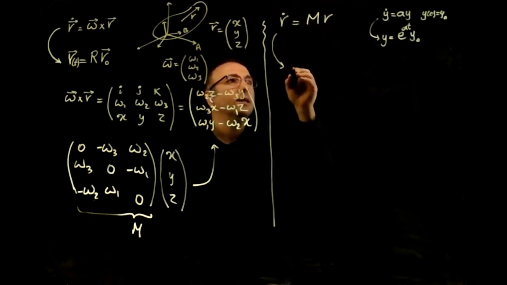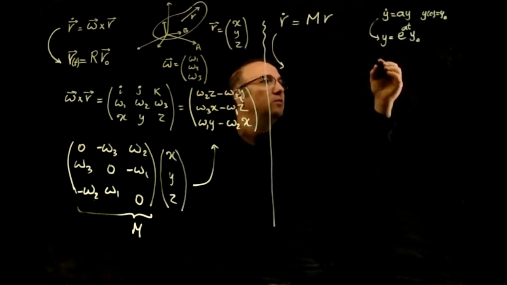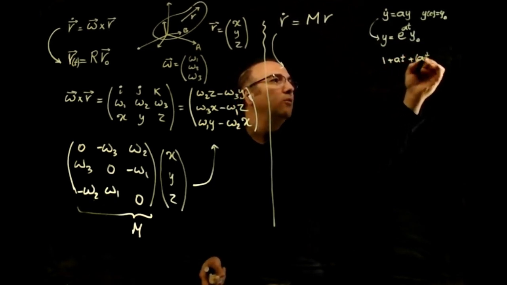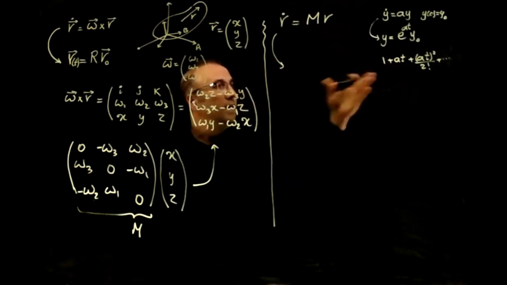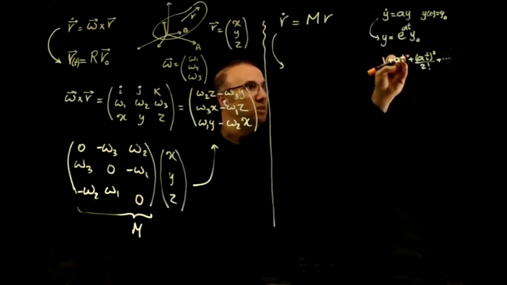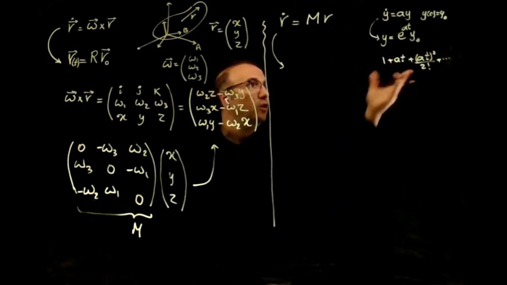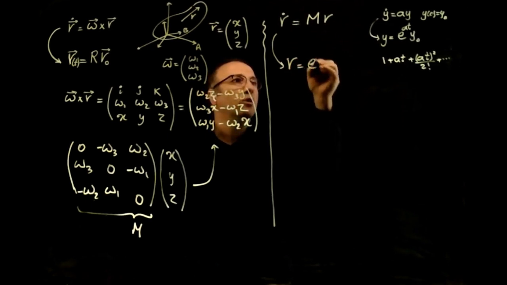Because we define this e to the power of at as a series, we can define the same series. You see, this is 1 plus at plus at to the power of 2 over 2 factorial plus at to the power of 3 over 3 factorial. The same thing, we can put matrices here. And we call I plus Mt plus Mt to the power of 2 over 2 factorial. And matrix to the power is well defined. So we can show that the derivative would be the same thing as when we have that, we would say R equals e to the power of Mt times R0.